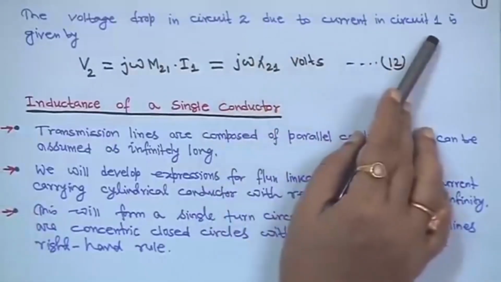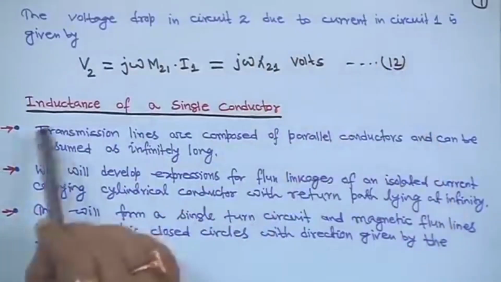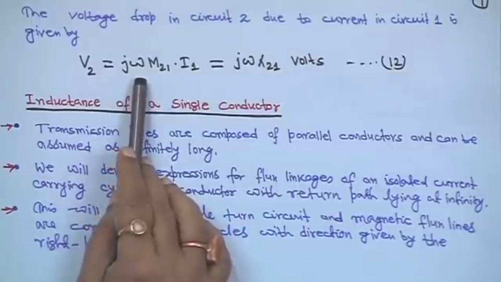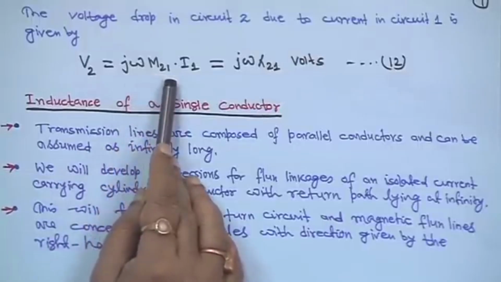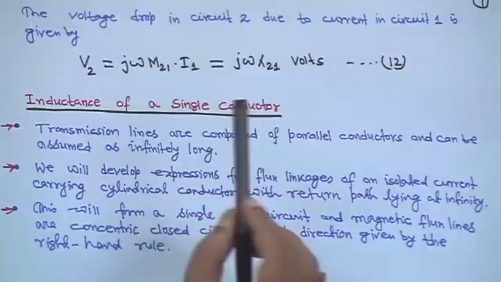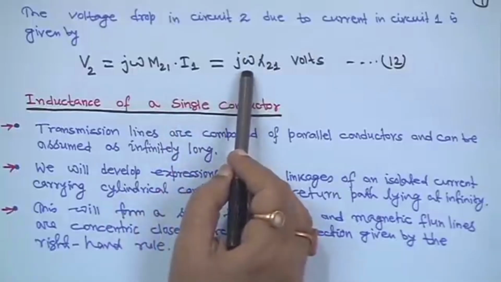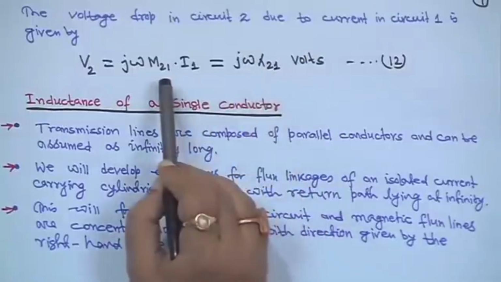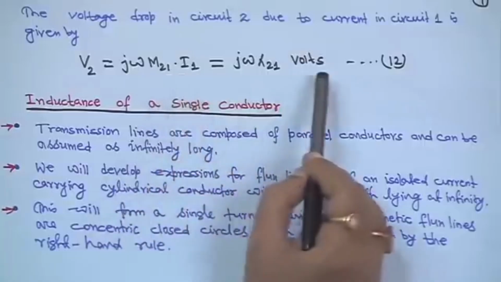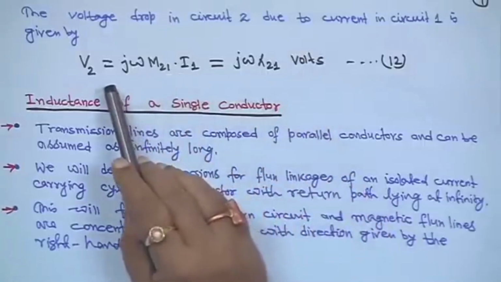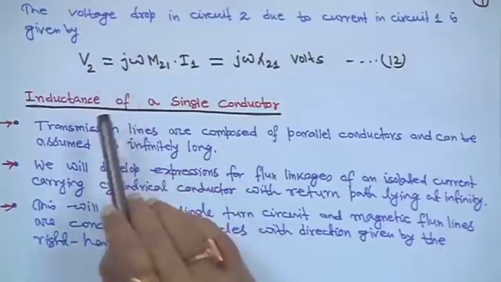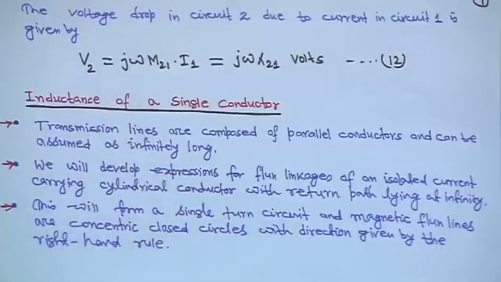The voltage drop in circuit 2 due to the current in circuit 1 is given by V2 equals j omega, same as before, into M21 I1. So, j omega remains as it is, but lambda 21 is equal to M21 into I1 volt. This is the voltage drop in the second circuit. This way we can determine the mutual inductance, but details we will see later.